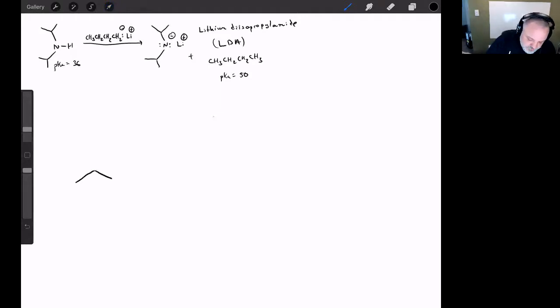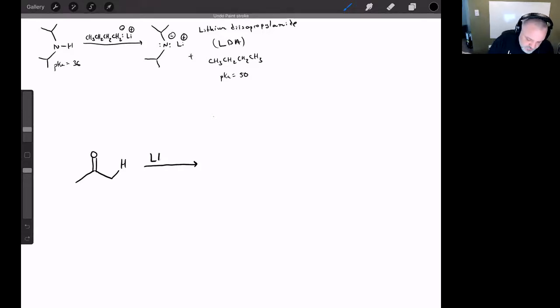We can't use butyllithium directly because we would worry about side products, and that carbon would be very nucleophilic, and it would attack the carbon of the carbonyl group. And so it would lead to a lot of different, let me go ahead and draw this out. It leads to side products that we're not interested in. So lithium diisopropyl amide.